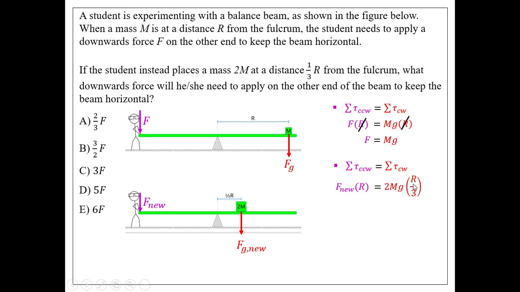So I'm just going to write R over 3. Once again, you see there's an R on both sides. You can cancel that. So really, you can say the F nu here is just 2mg divided by 3. Okay. Well, what happens now?